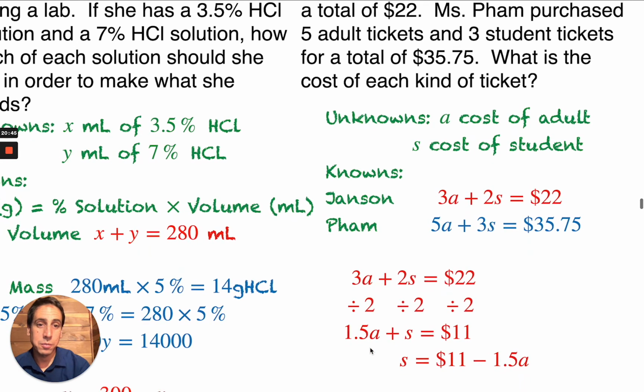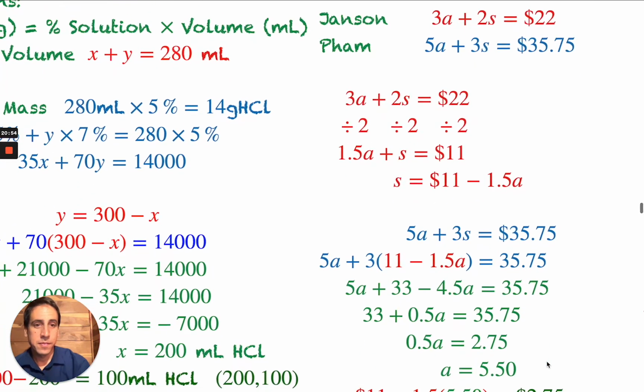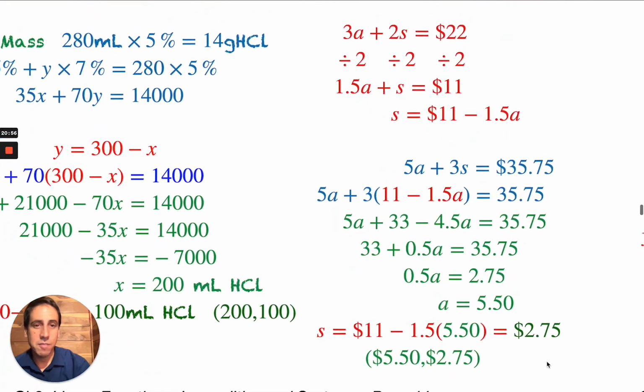I only get 1 decimal. Dividing all the terms on both sides by 2, you get this, and then subtracting 1.5A from both sides, you get this. And then it's going to be the same technique over again.